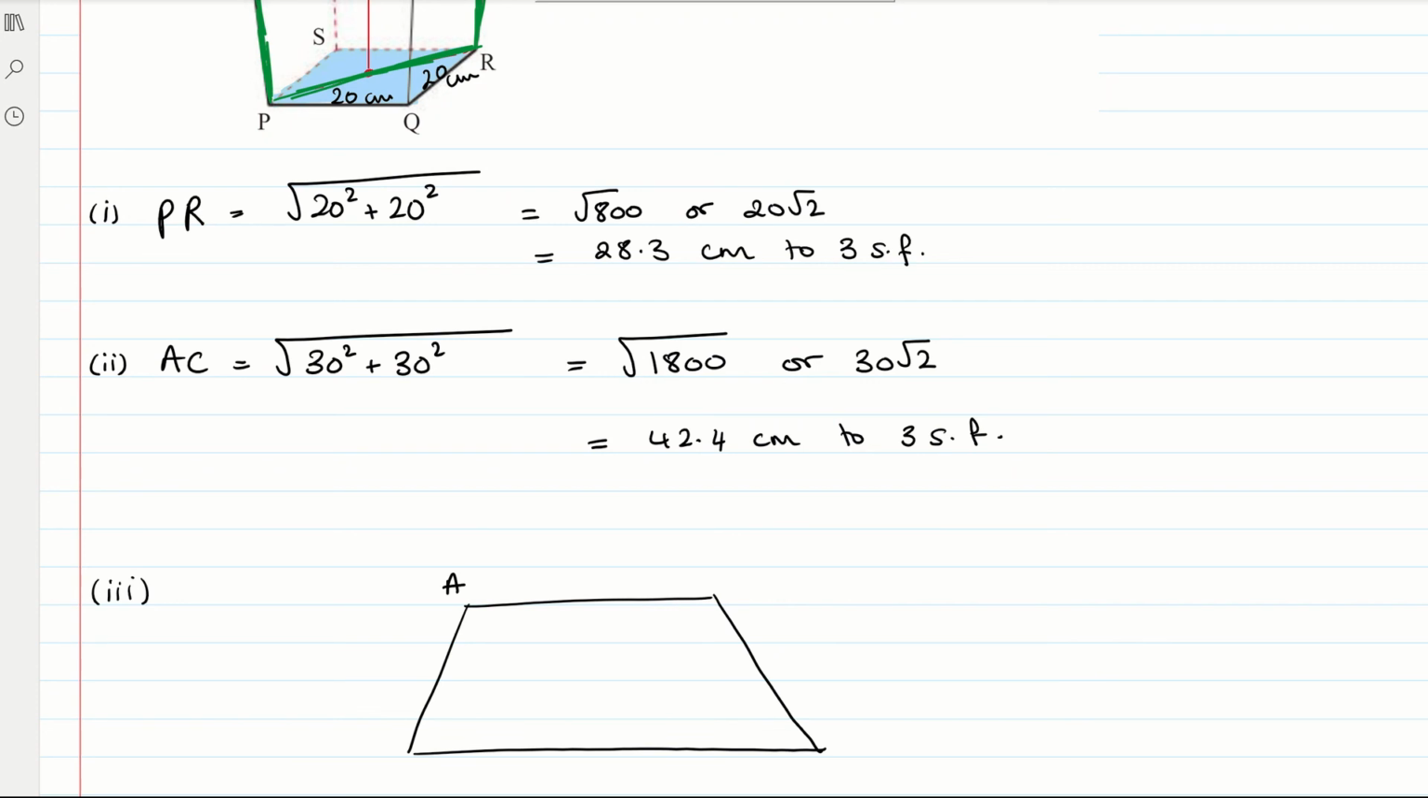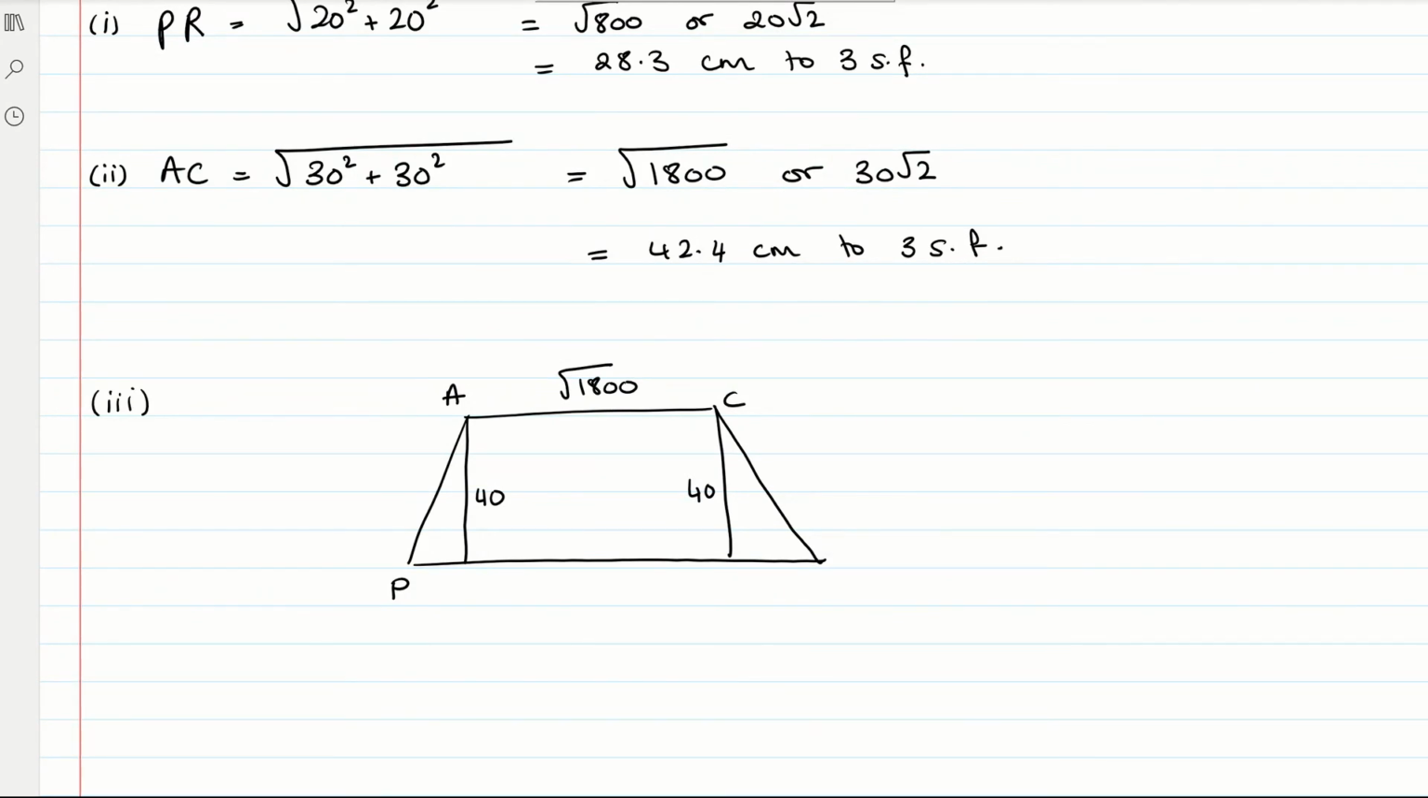So we've got AC and PR, and we know that the distance between them is 40, and I can actually put the distance here. That's 40, and here, that's 40. And I know what the top is as well. So I'm going to label the whole thing. A to C is the root of 1,800. P to R is the root of 800. And those two distances I want to find as well.